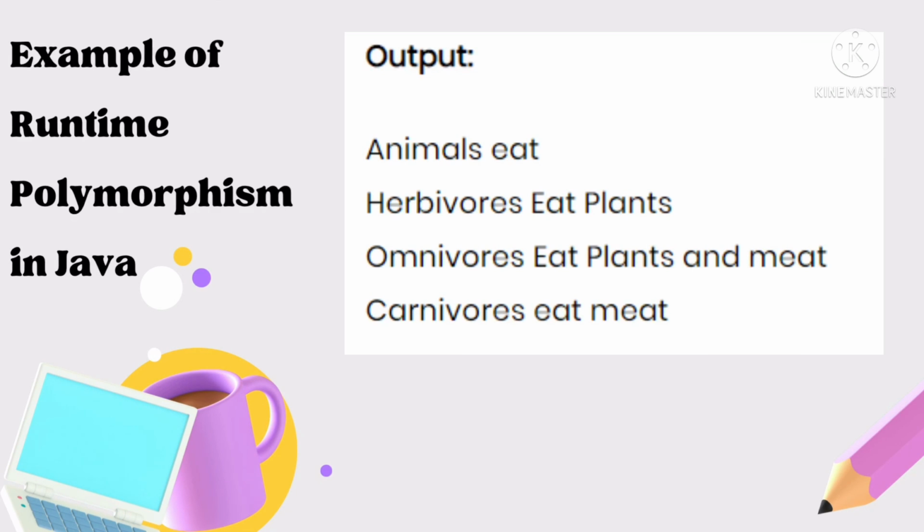Let's look at the output of this program. Output is animals eat, herbivores eat plants, omnivores eat plants and meat, carnivores eat meat. I hope guys now the concept of polymorphism is clear.